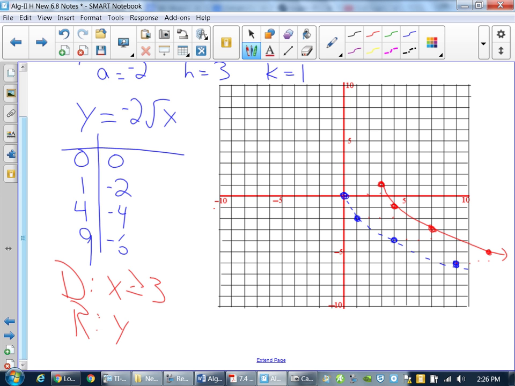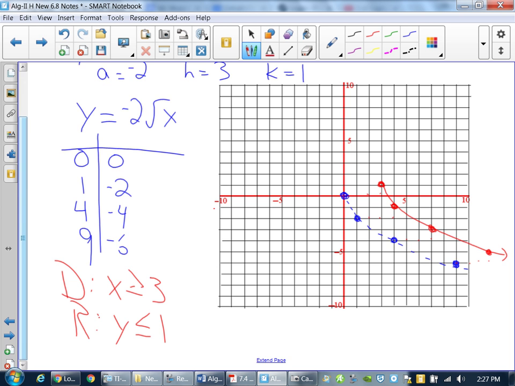Your range is your y values. What's the largest y value or the smallest y value you have here? It's 1, and then is it decreasing or increasing? Decreasing. So it's all the y values that are going to be smaller than or equal to 1, because it's moving downward.